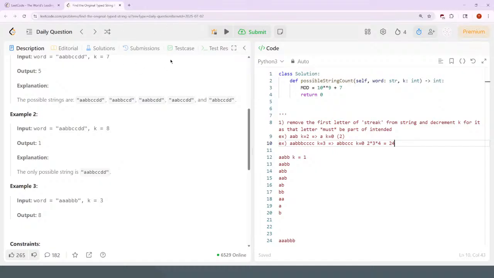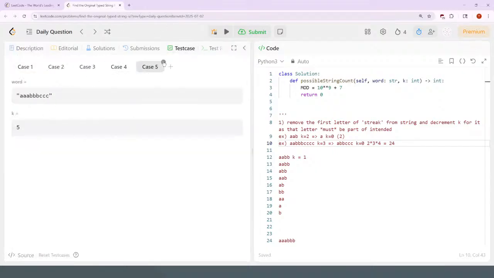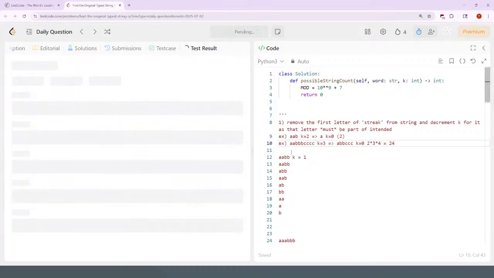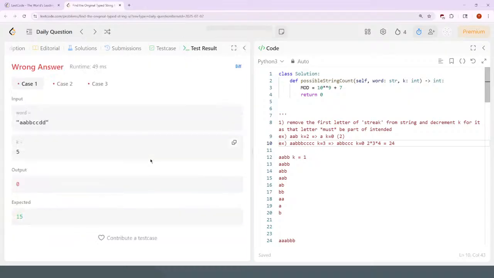Just verify that on the test case here. So 2 A's, 3 B's, 4 C's. This should give me 24. Right.